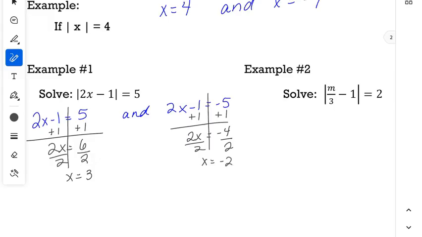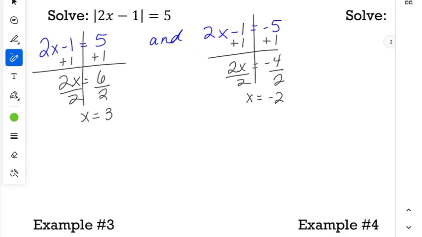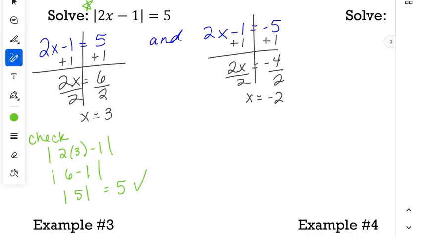So see how we have two answers? Well, we've got to make sure that both of these answers work. So we are going to check our answer by plugging it in to the original, okay? So absolute value of 2 times 3 minus 1, and we want to make sure that that truly does equal 5. So this would be 2 times 3 is 6, minus 1. 6 minus 1 is 5. Absolute value of 5 is 5, so that is correct. So we can say that this is true.